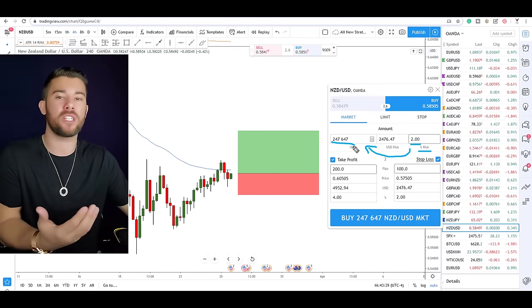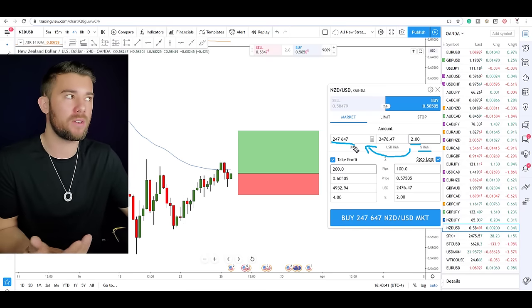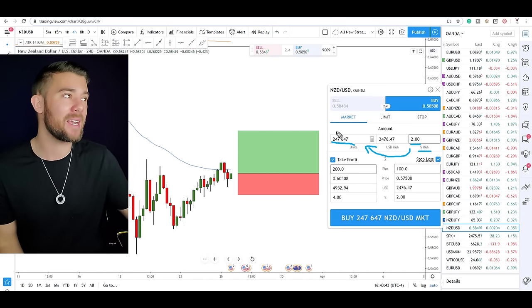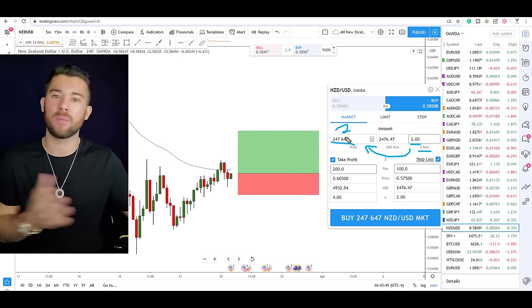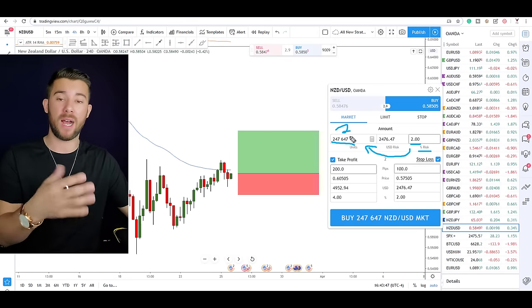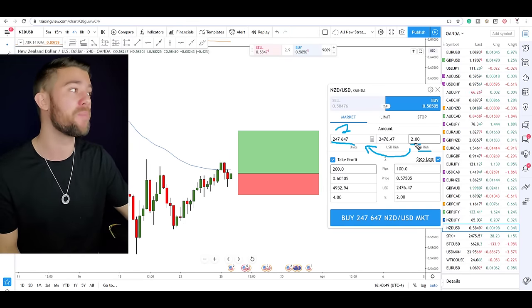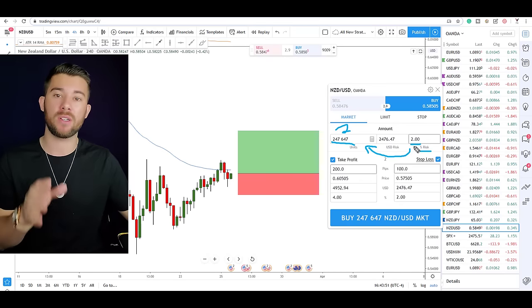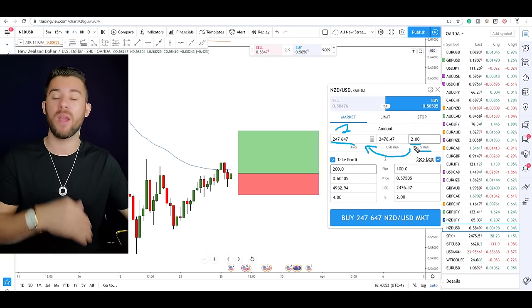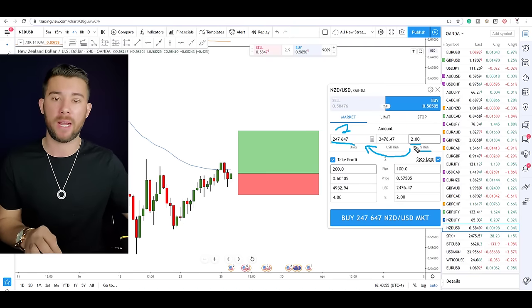Again, some brokerages may only allow you to place trades based on standard lots. In that case, you would need to trade two standard lots and it would be completely different for you. But for the way I trade, for my brokerage and my platform, I'm allowed to trade based on a certain percentage of my account value, which is what I like to do for every trade I place.